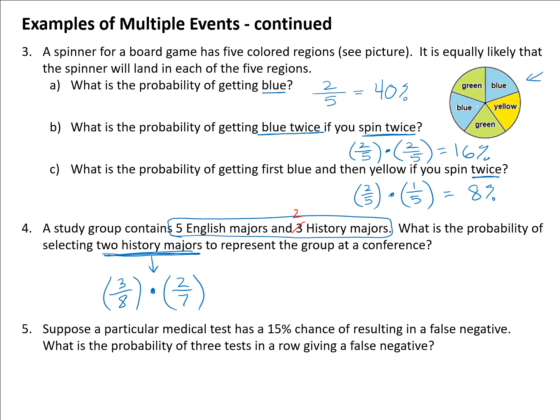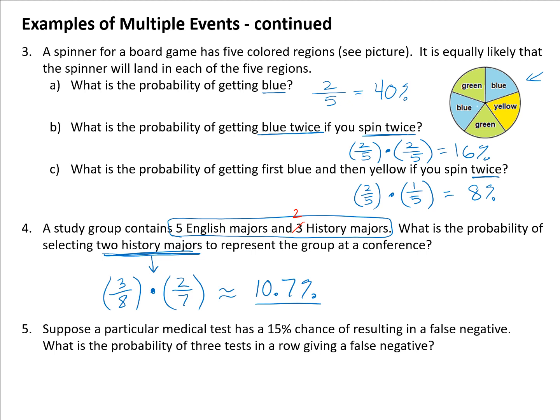So the probability of getting 2 history majors going to this conference, if you just randomly select 2 people, would be 3 divided by 8 times 2 divided by 7, which would be approximately 10.7%. So you've got a 10.7% chance of sending 2 history majors to represent the group at a conference.